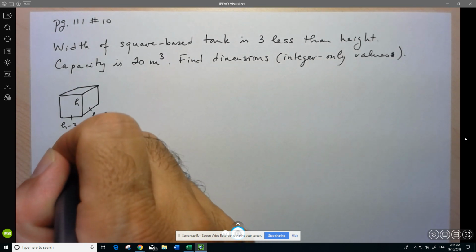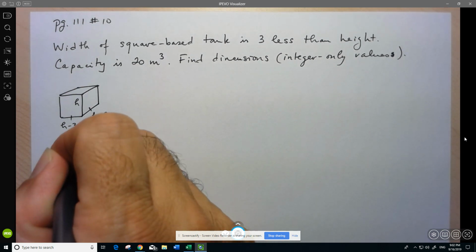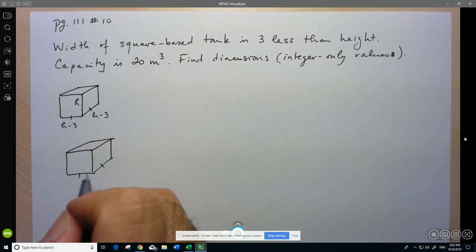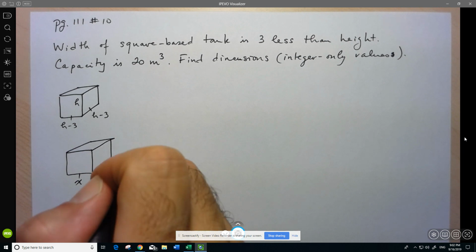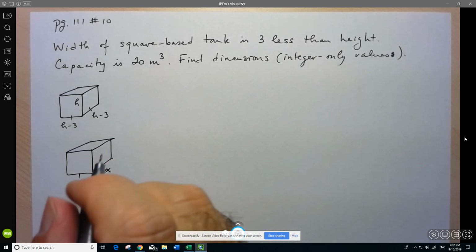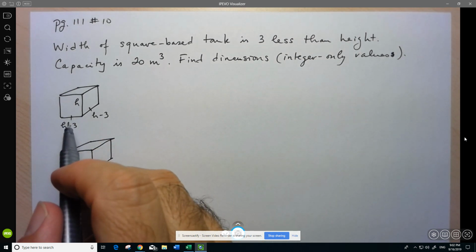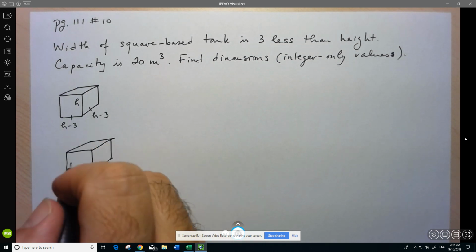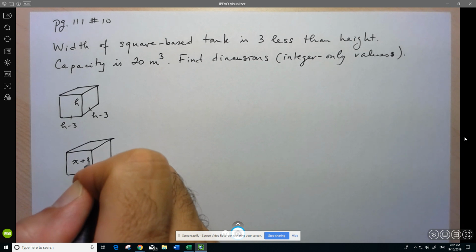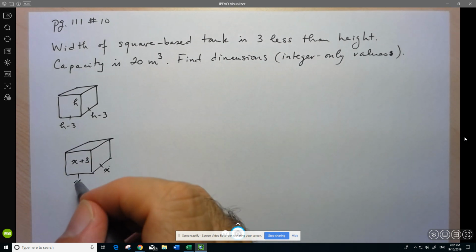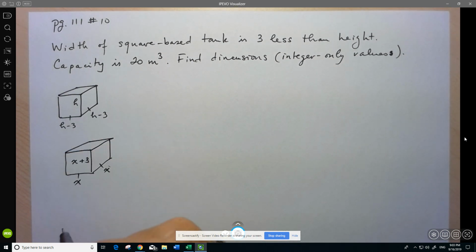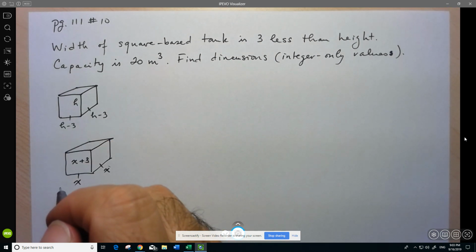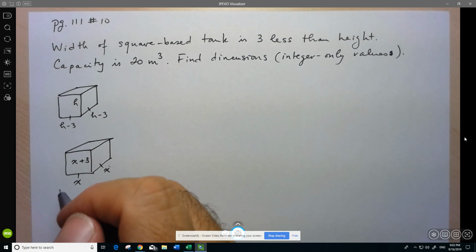Instead of working with the variable h, I work with a variable to represent the width of the box. Let's call this x, and this is also x. If the width is 3 less than the height, the height is 3 more than the width, so this would be x plus 3. Multiplying these three terms is simpler than multiplying those. If you don't think of doing this, no problem. You could solve this problem using the above setup.